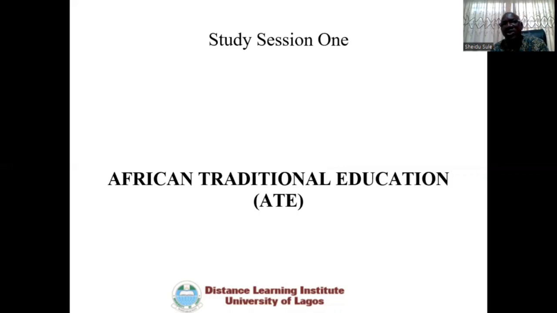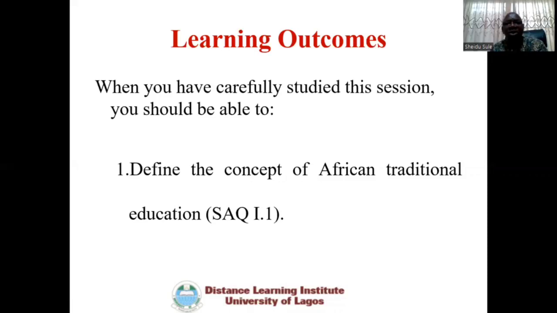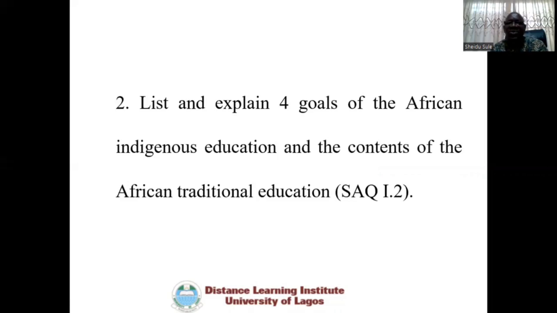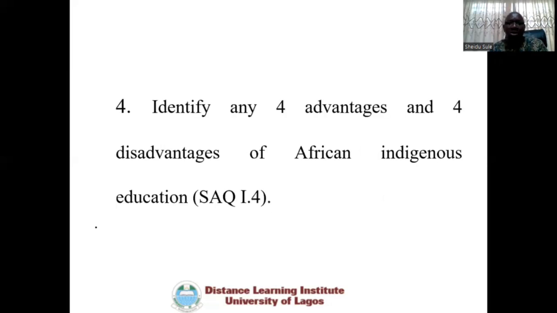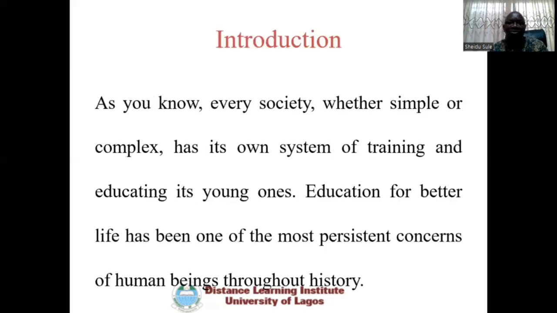African Traditional Education is equally known as African Indigenous Education. Learning outcomes. When you have carefully studied this session, you should be able to define the concept of African Traditional Education, list and explain 4 goals of African Traditional Education and the contents of African Traditional Education, enumerate the methods used and the characteristics of African Traditional Education. Finally, you should be able to identify any 4 advantages and disadvantages of African Traditional or Indigenous Education.